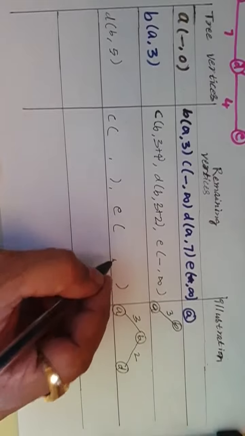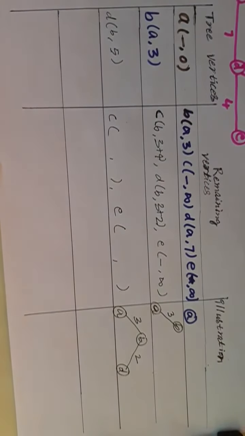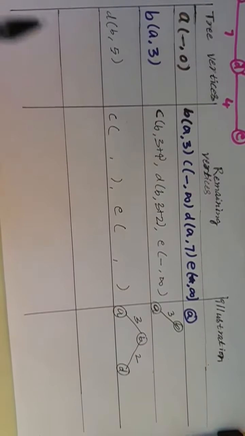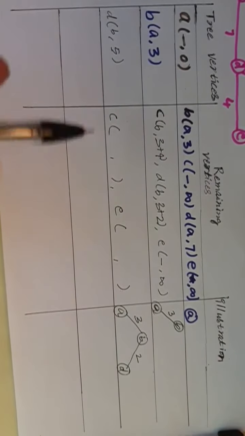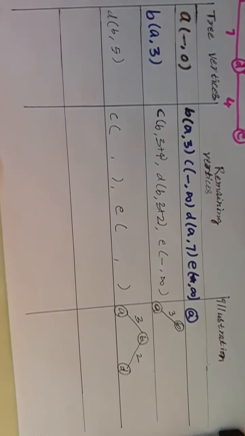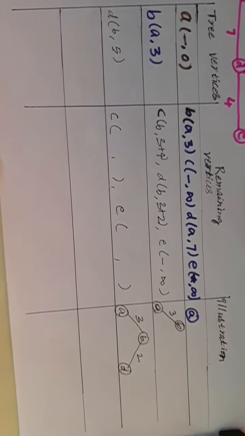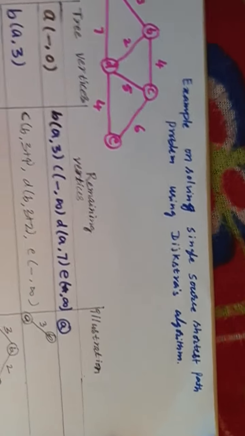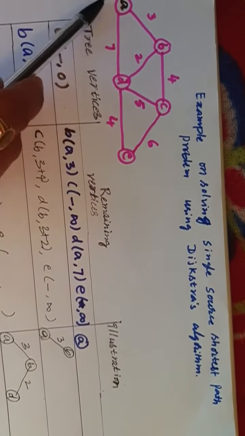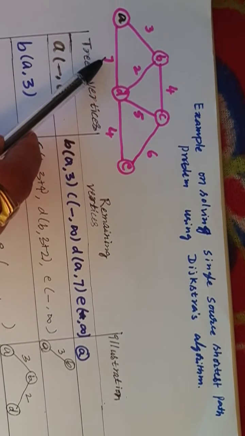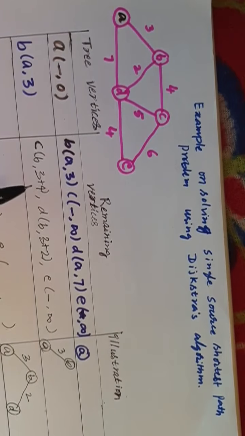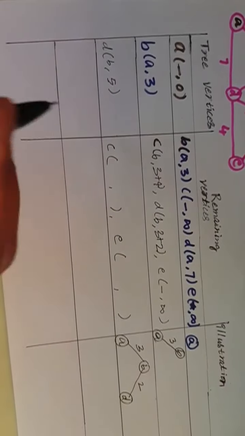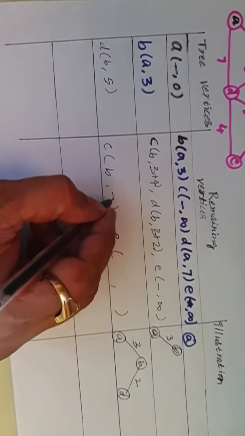Now update the cost of c and e. From c we can already reach a with the cost 7, that is through b. Is it possible to reach a from c through d also? Verify it. Yes, it is possible: c to d and then d to a. What is its cost? 5 plus 7, 12. But 12 is not less than our existing cost 7. Hence I am going to retain the previous value for c as b comma 7.